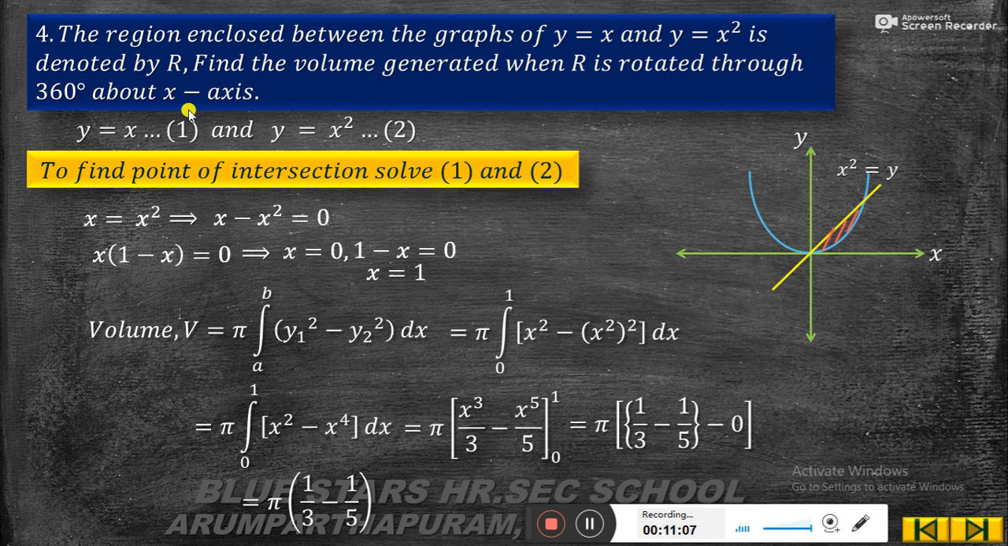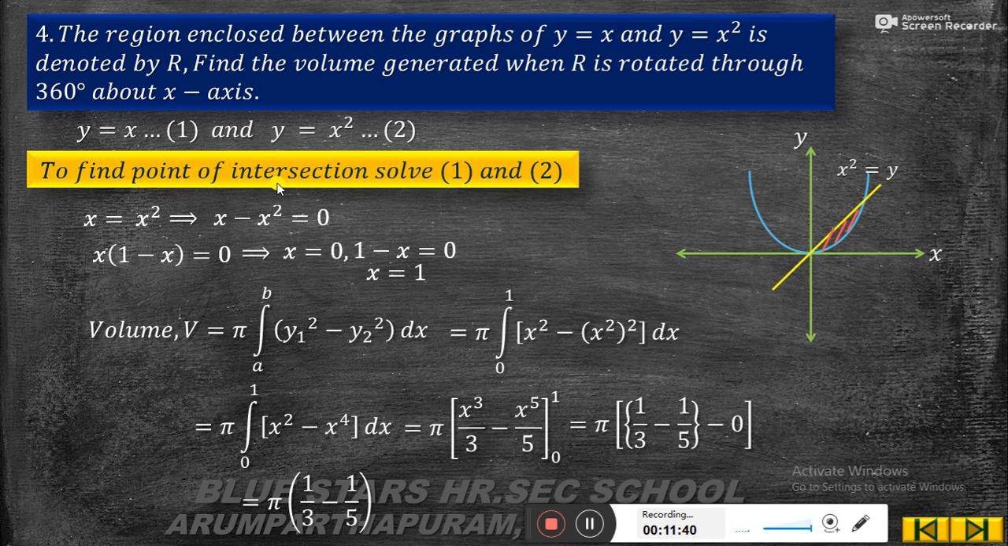The volume is revolved about the x axis. So first I write the given curves. The first curve is y equal to x, next y equal to x square, and we need to find the point of intersection of 1 and 2. This is equation number 1, this is equation number 2. Y equal to x square is the equation of a parabola along the y axis, so x square equal to y. Y equal to x is the straight line passing through the origin. This is the region between the curves.